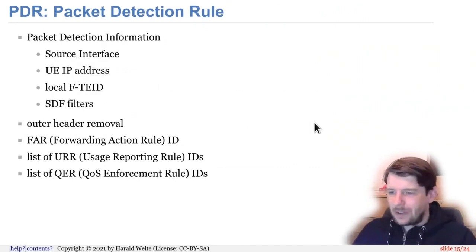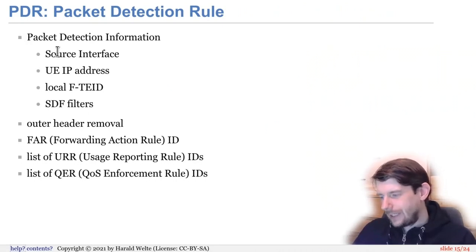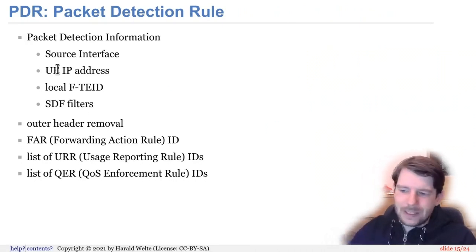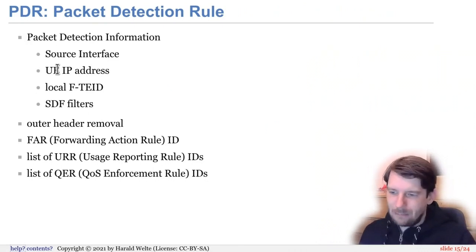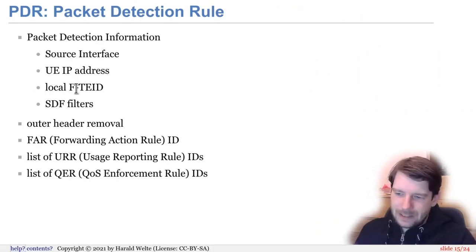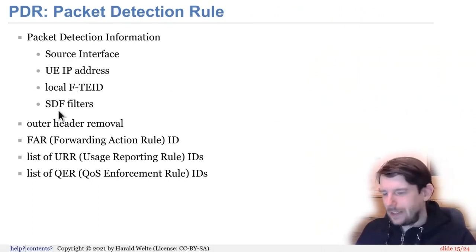It matches on any of those, possibly source interface, in which network interface did the packet arrive. What is the UE IP address, the inner IP address inside the tunnel? The fully qualified tunnel endpoint identifier, which basically means the IP address, port number, and TEID. And then, in addition, optionally so-called SDF filters. That's service data flow filter, I think, that is used in case you have multiple bearers.